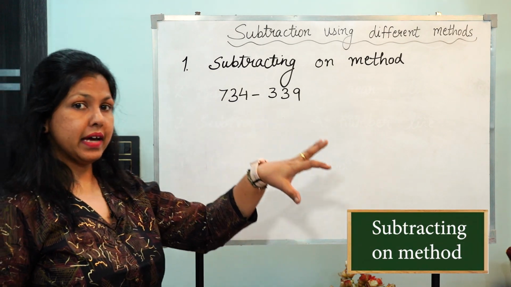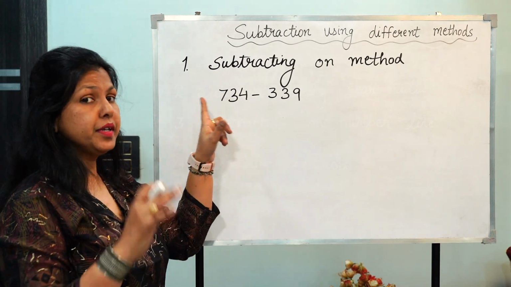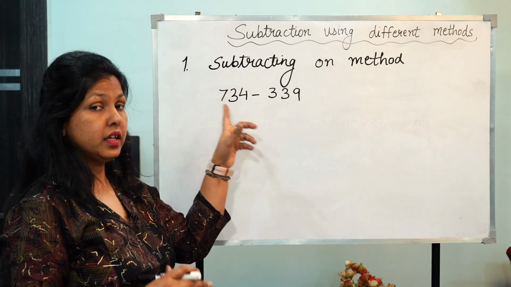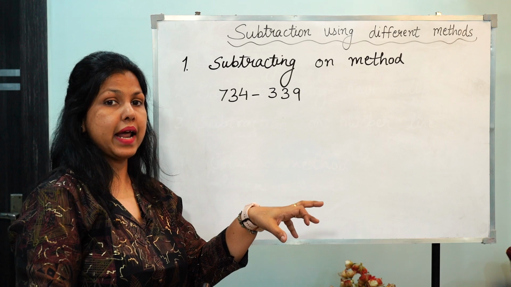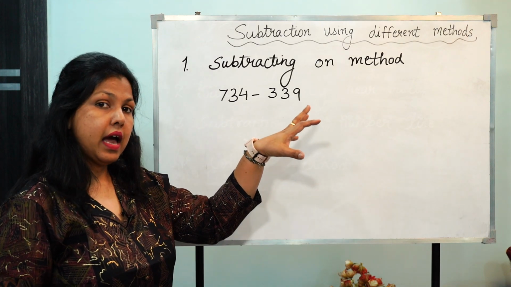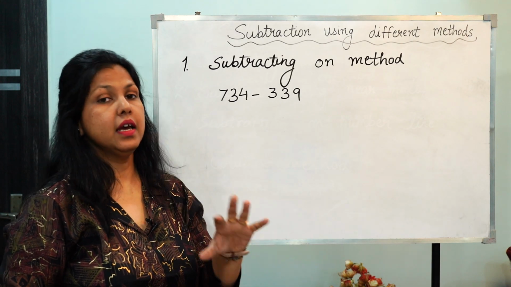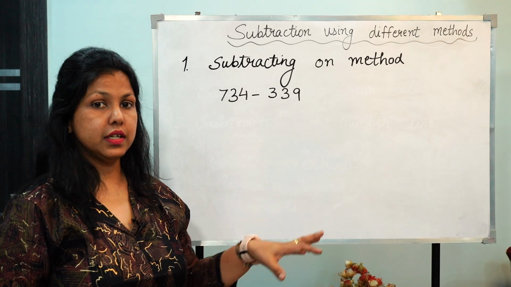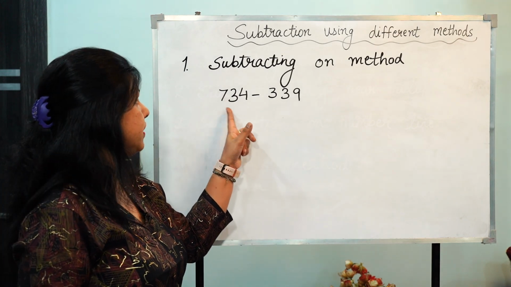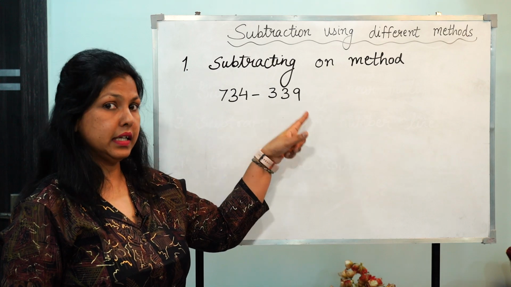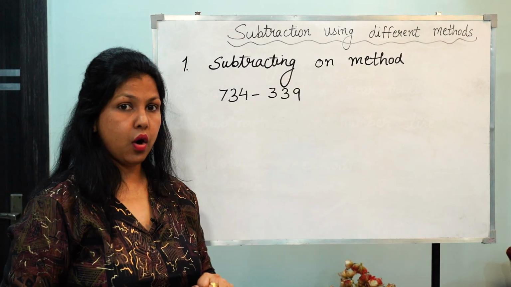Children, when we subtract, our first number is minuend. We call it minuend, the number from which we are subtracting. And the second number which is to be subtracted is called subtrahend. And I know you all know that the answer of subtraction is called difference. So we are going to find out the difference of 734 and 339 using subtracting on method.